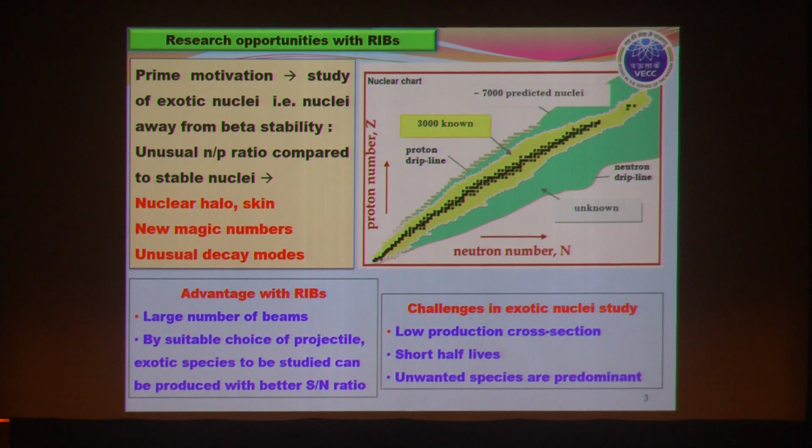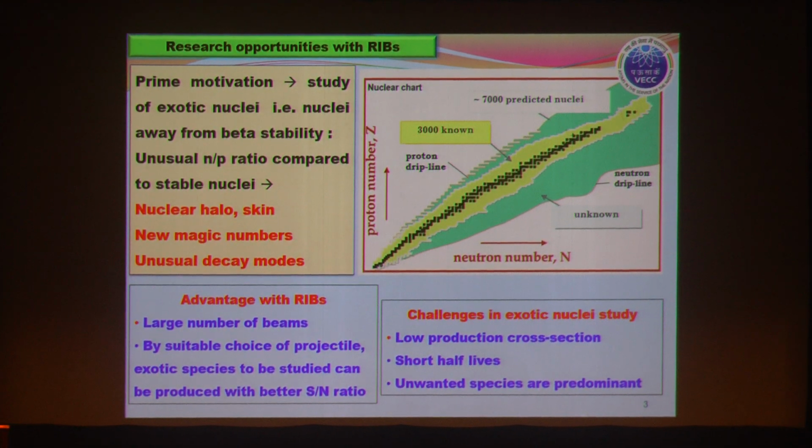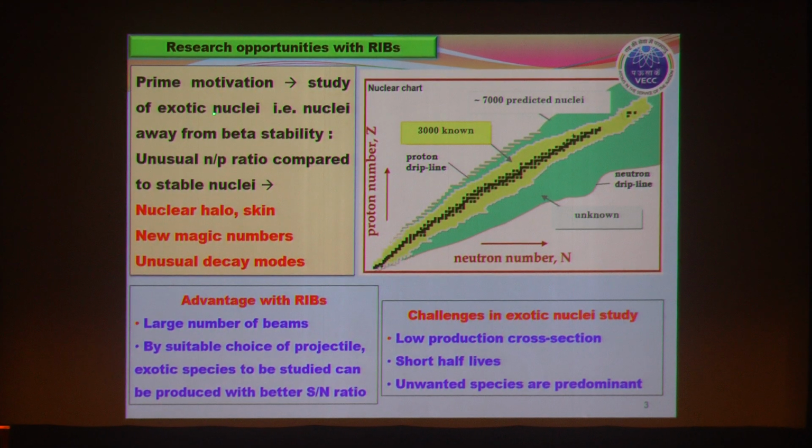So why do we need them at all? The prime motivation is the study of exotic nuclei, that is, the nuclei away from the line of beta stability. Here the beta stability line is shown by these black dots. As you can see, only very few nuclei are stable. Around 3,000 more, shown by this yellow zone, have been identified, and there are many more in the green zone, and these two extremes are called the neutron drip line and the proton drip line.